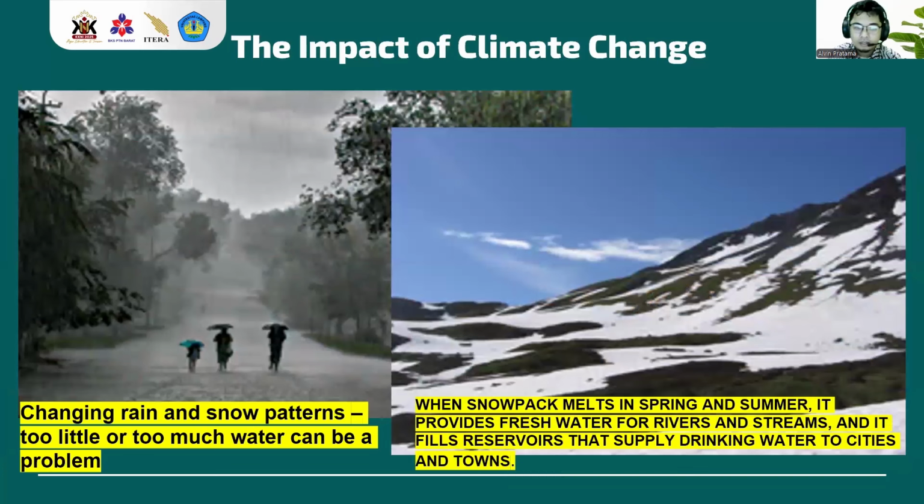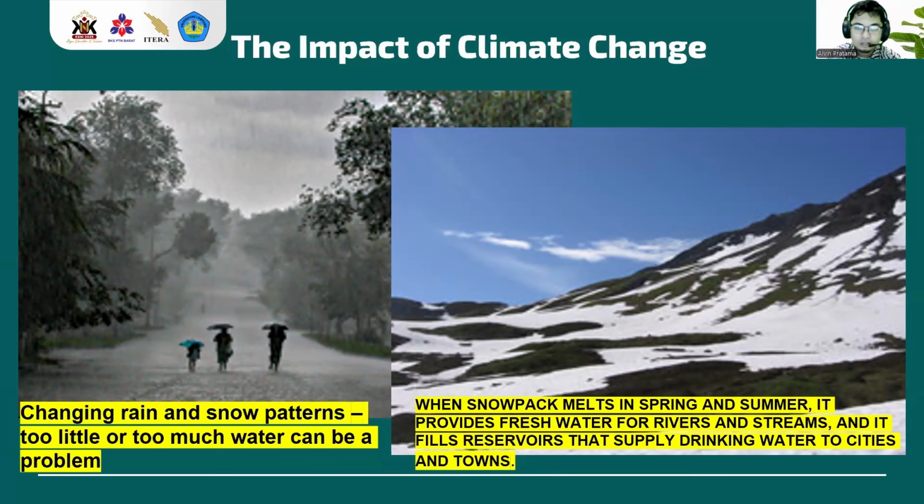Moving to the next slide, changes in rain and snow patterns are a major concern too. Too much or too little water can disrupt agriculture, drinking water supply, and even electricity production from hydroelectric power. The image on the right shows melting snowpacks in many regions. Snow that accumulates during winter provides fresh water during the spring and summer.